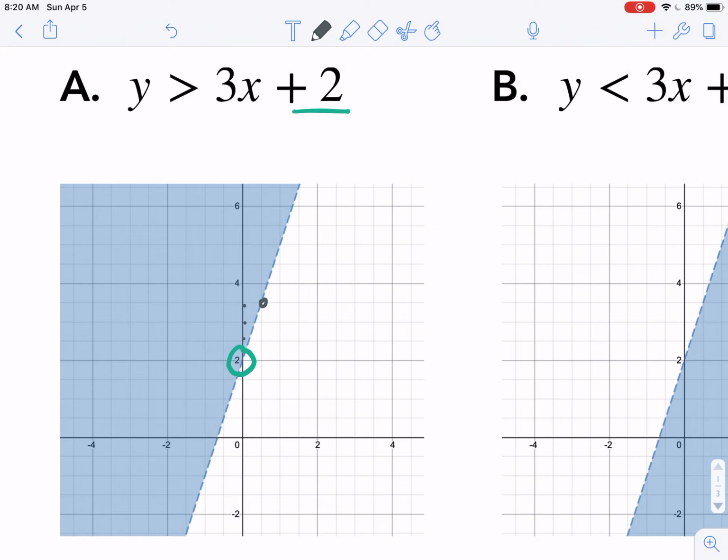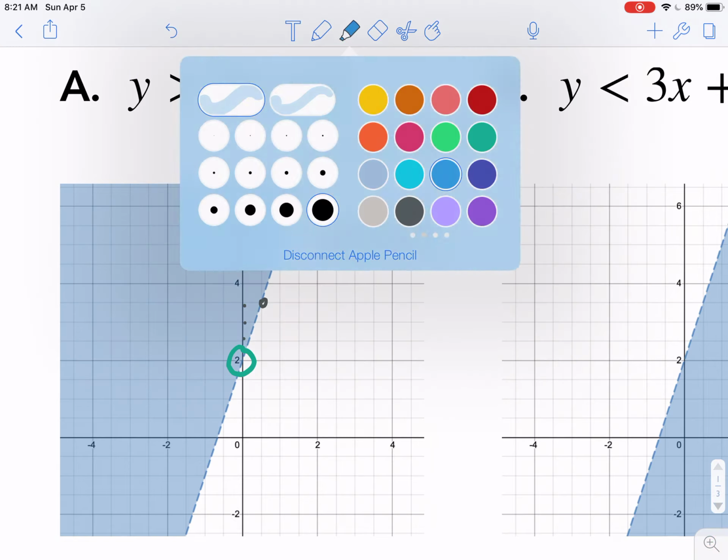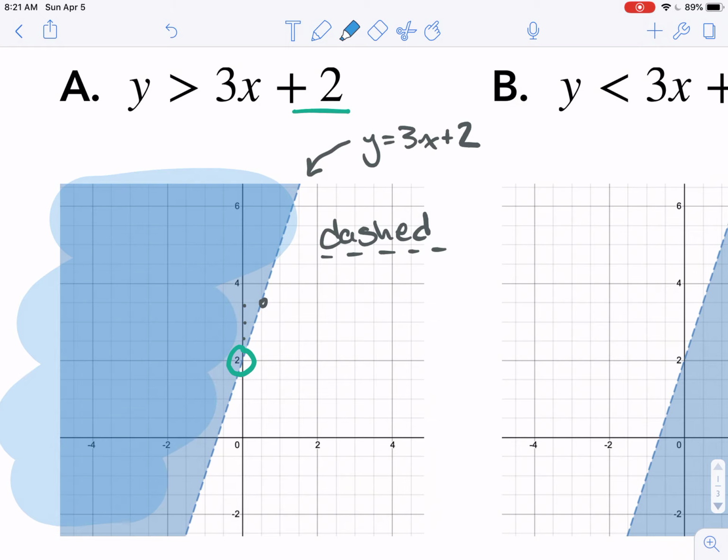And I notice that I have a line here. This line matches the line y equals 3x plus 2, but it's dashed. This line is not solid. It's dashed, it's broken. That's a little weird. And also, I think the most obvious thing about this graph is you have some shading over here. You've got a bunch of shading on this side of the graph. What's that all about? Well, we'll find out.